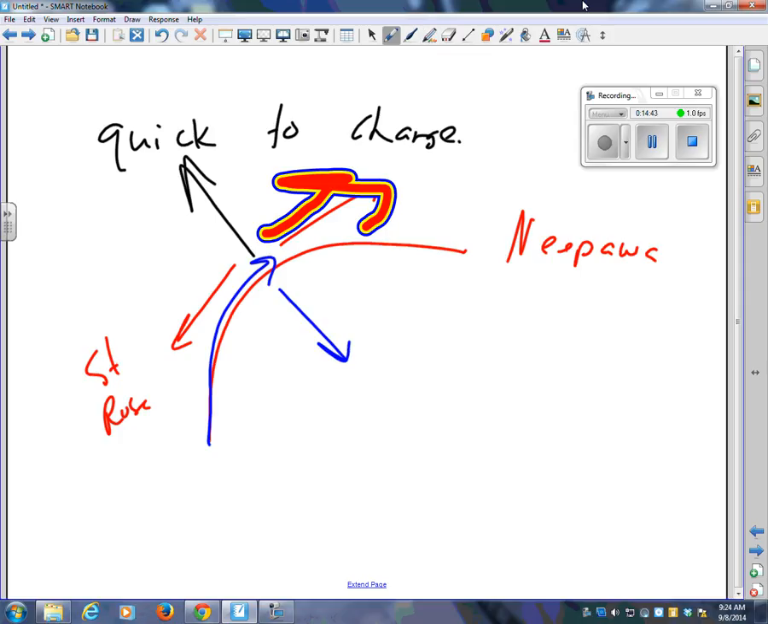Daniel's right. The acceleration is towards the center of the circle. Good for you, man. Give yourself a tap for that. Way to go. Well done. More on that when we get to circular motion.